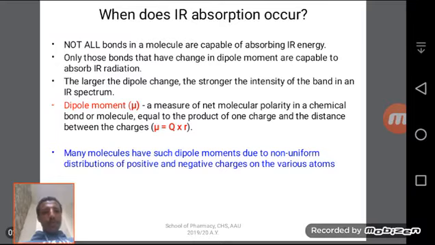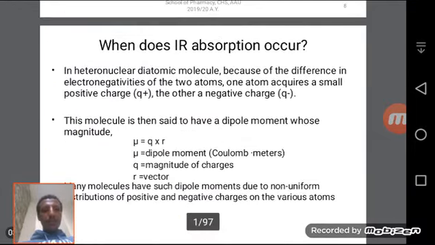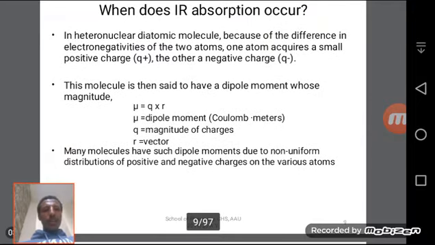Many molecules have such dipole moments due to non-uniform distribution of positive and negative charges on various atoms. As we have said, there is different electronegativity and different electropositivity. This results in a net dipole moment change.